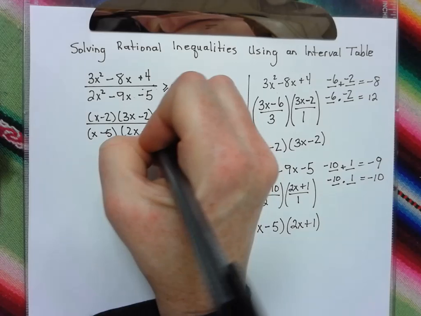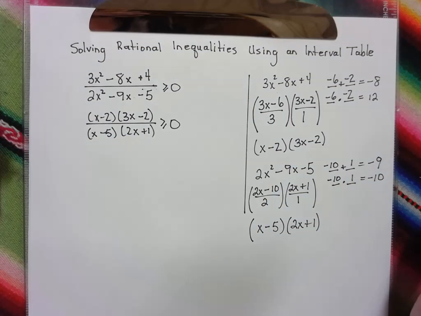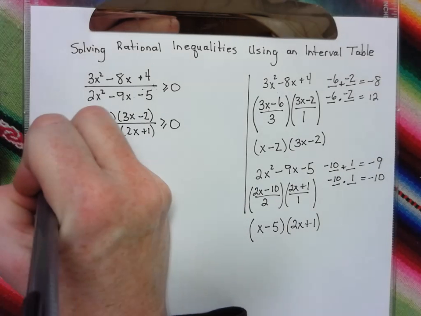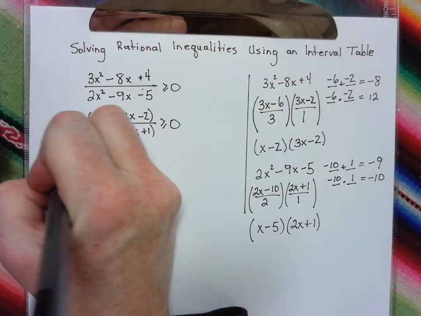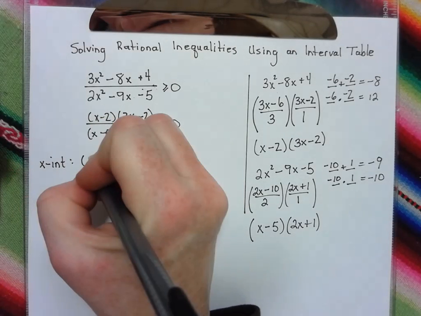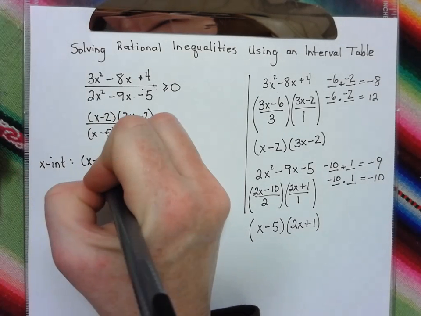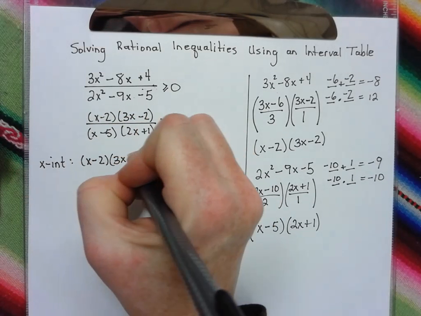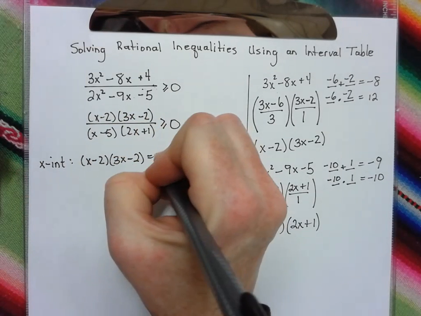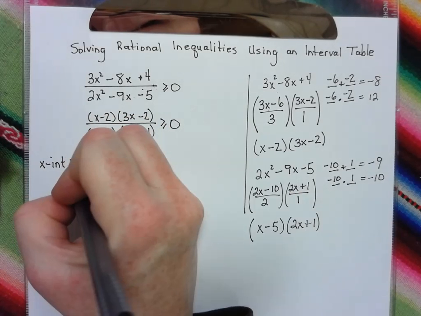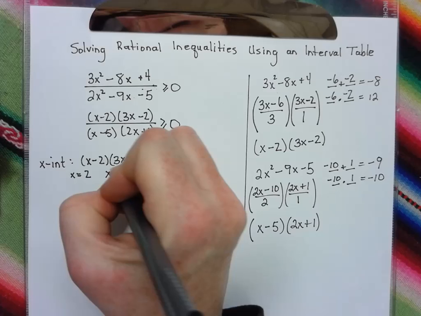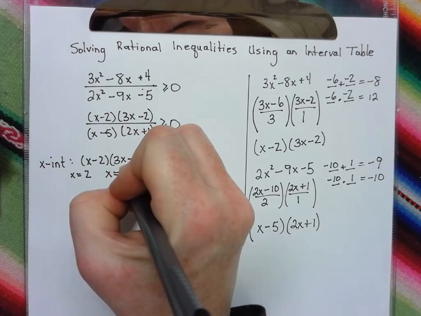So if you remember when you were graphing, you can go from negative to positive at an x-intercept. You can also go from negative to positive at an asymptote. So we need to find both. First we will find our x-intercepts. You get the x-intercepts by setting the numerator equal to 0. So I have x minus 2 times 3x minus 2 is all equal to 0. Therefore my x-intercepts are at x equals 2 and at x equals 2/3.